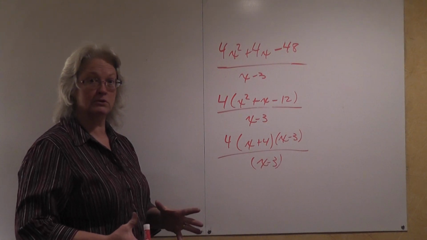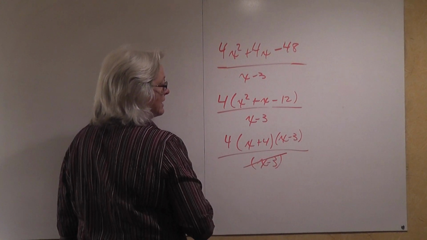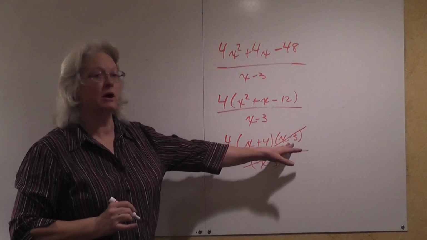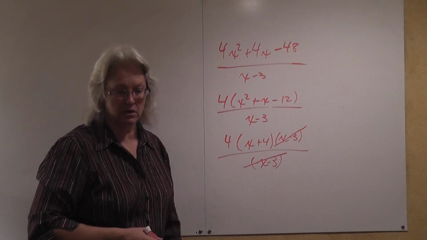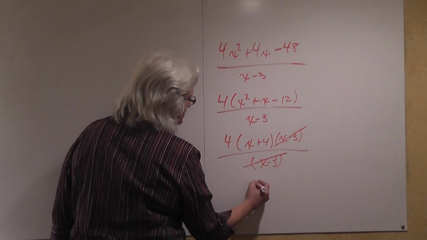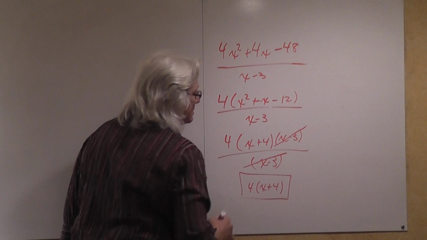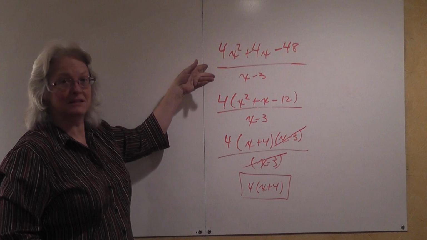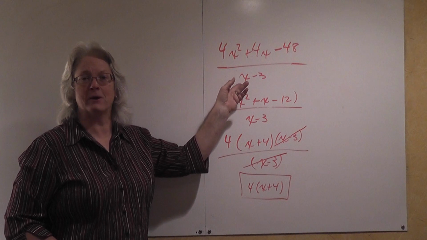Now, do we have common factors? Yes, we do, because we have a binomial factor of x minus 3 in the numerator, and we have that same factor of x minus 3 in the denominator. What do we have left? We have 4 times the quantity x plus 4. And we don't want to do 4x plus 16 because we want to leave this in factored form. So, 4 times the quantity x plus 4 is the simplified form of 4x squared plus 4x minus 48, all of that divided by x minus 3.